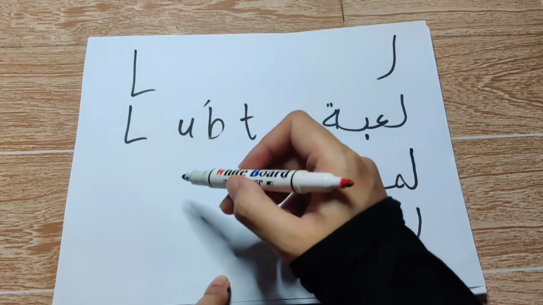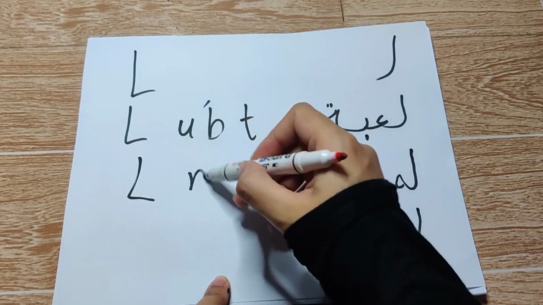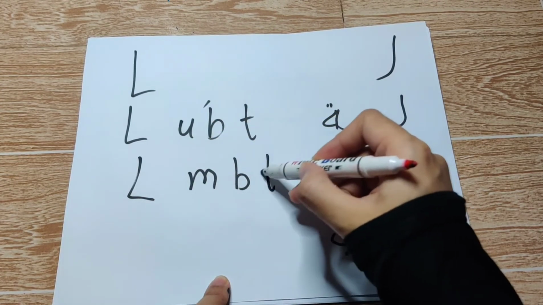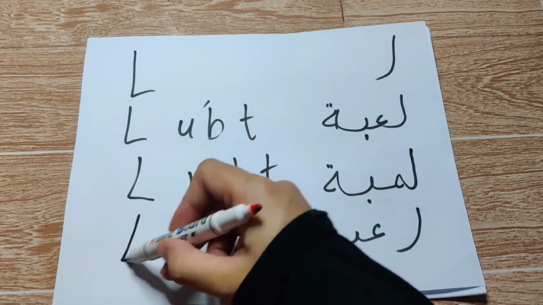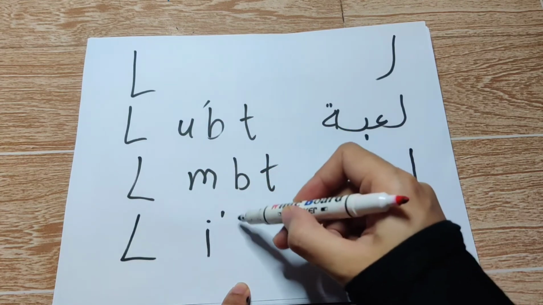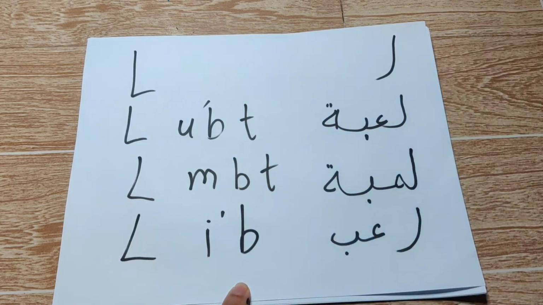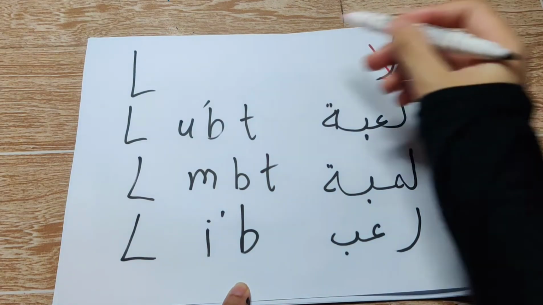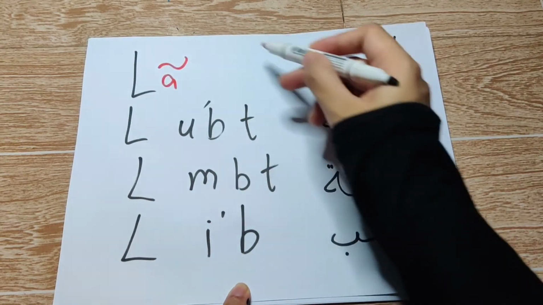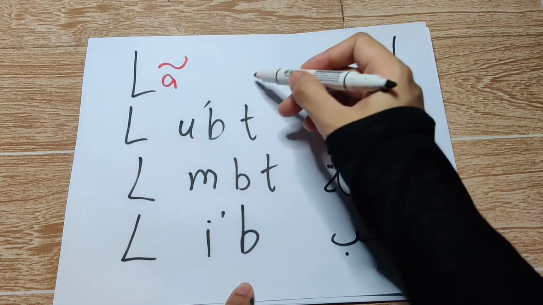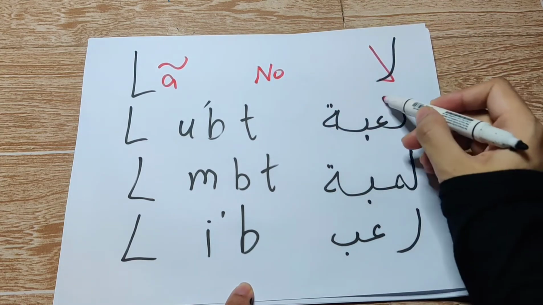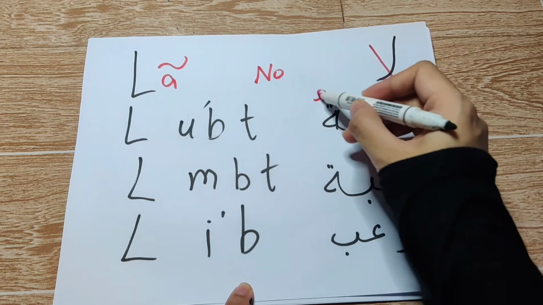And then lamba means light bulb. And then the last one is la'ib, which means player or gamer. So I put the mad bil alif this way and it'll be read as la, and it means no.